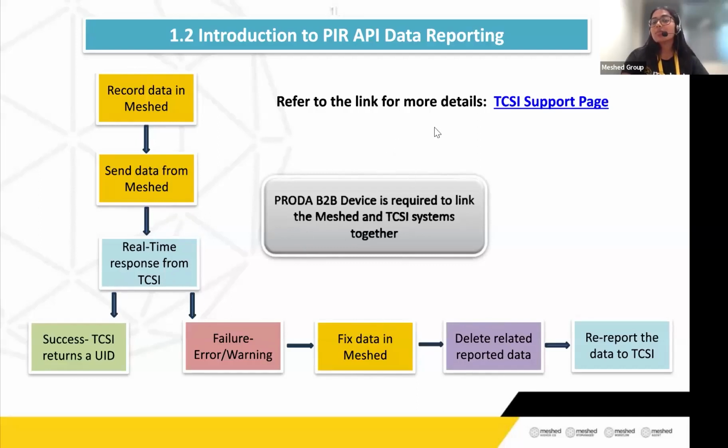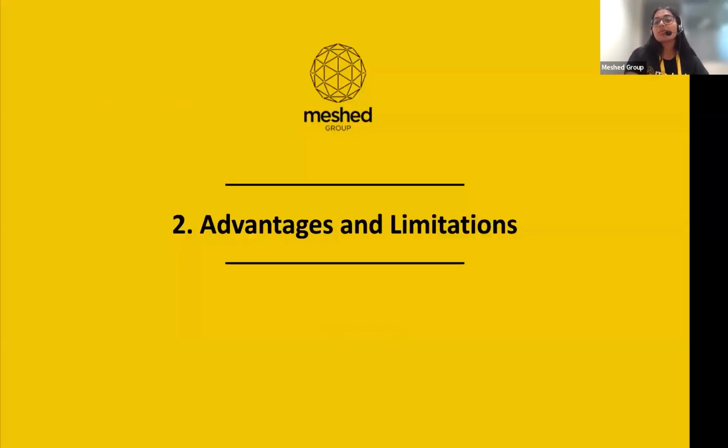You can understand more about API and how it will function in terms of Taxi by going to this Taxi support page, which is the main resource for TCSI and PIR data. Moving forward to our next topic for today, which is advantages and limitations of using this API feature.